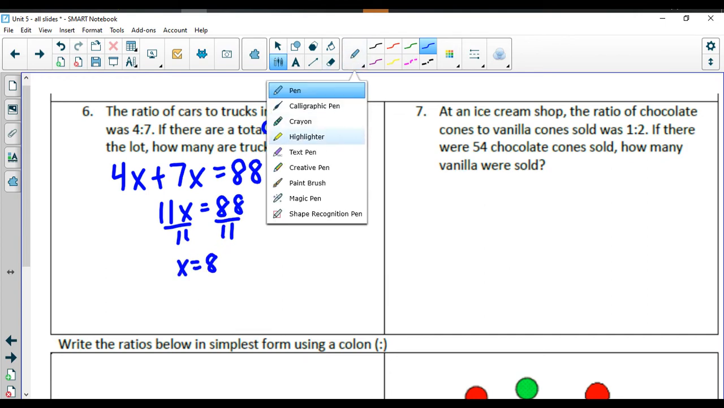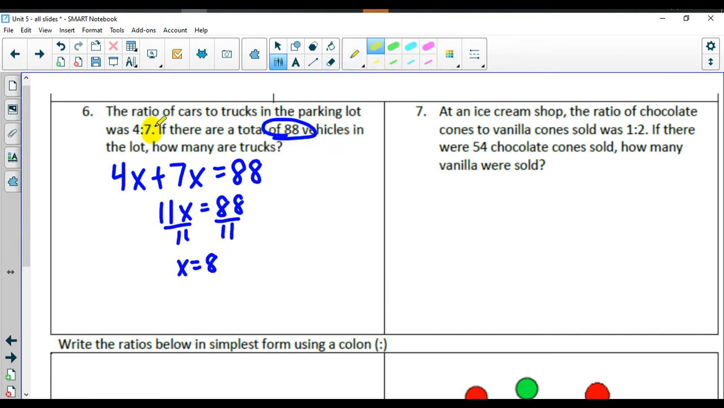We want to know how many trucks there were. So cars to trucks, that's the 7x. So we're going to go ahead and do 7 times 8. Which is going to tell us there are 56 trucks in the lot.